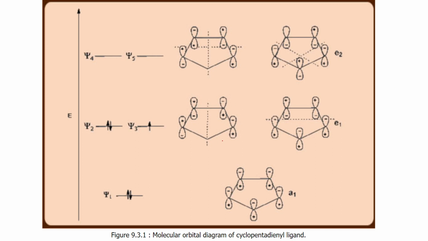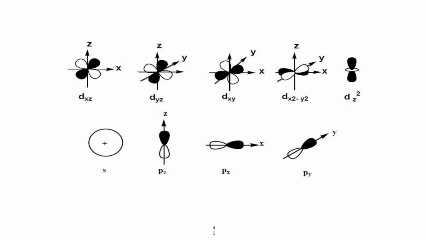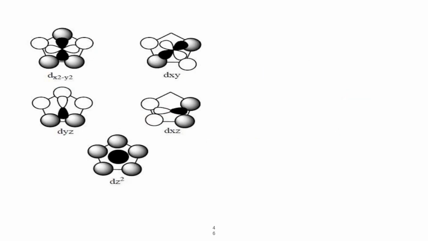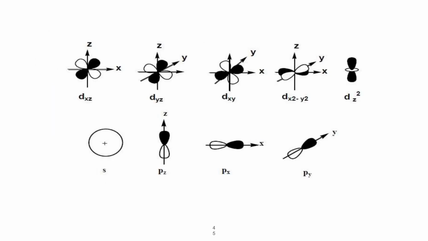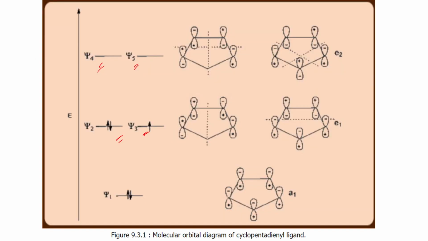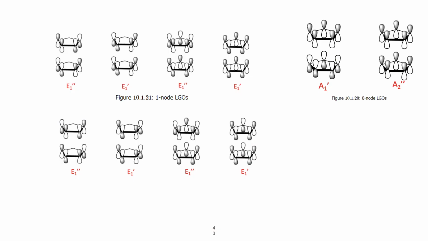This is the thing we are talking about. Here there is no nodal plane, here one nodal plane, one nodal plane, so doubly degenerate. And here two nodal planes, four nodal points, so again doubly degenerate. That's why they are decided. Now coming to the interaction, how it happens between your metal and the cyclopentadienyl rings.